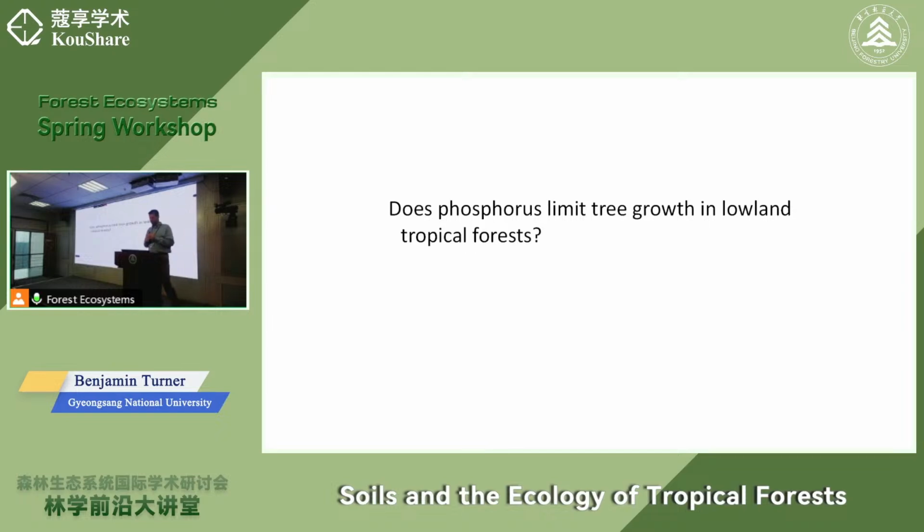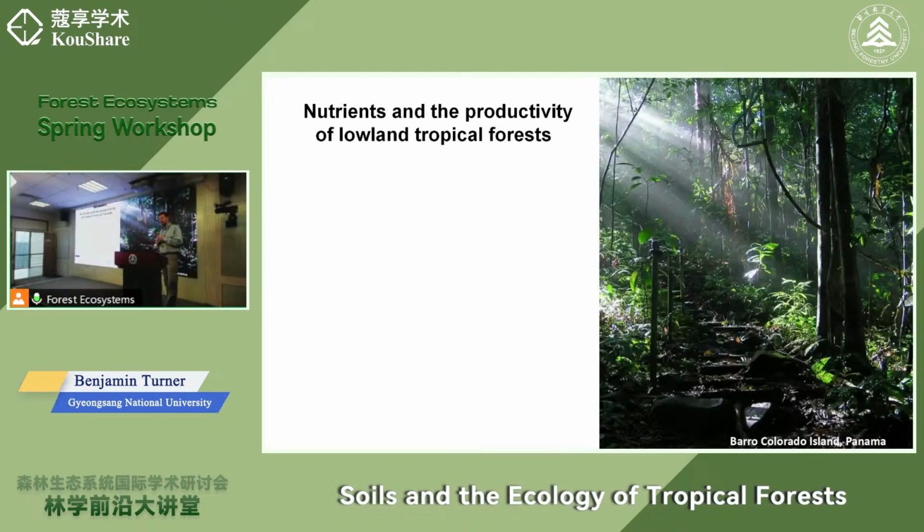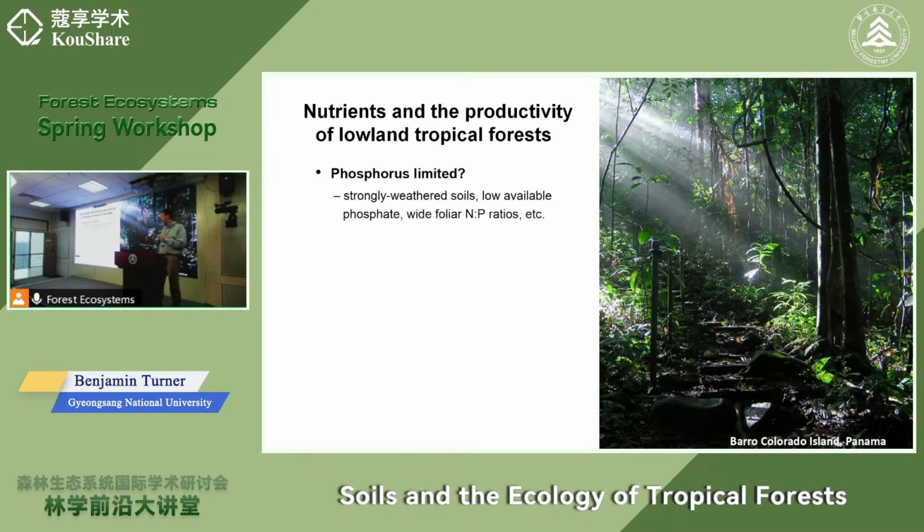My final and third question is, does phosphorus limit tree growth in lowland tropical forests? This is about productivity of tropical forests, and it's been considered for many, many years, based on the idea that tropical soils are all old, strongly weathered. Phosphorus must be constraining growth. These plants must be limited by phosphorus. And there is indeed lots of evidence for this. We do find strongly weathered soils. We do find low phosphorus concentrations. Trees have wide nitrogen to phosphorus ratios in leaf tissue, suggesting phosphorus limitation.